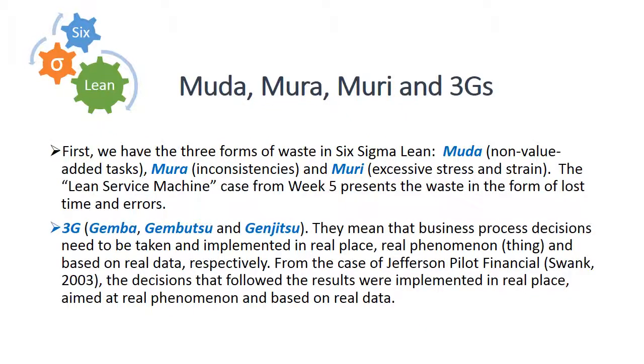First, we have three forms of waste in the Six Sigma Lean concept. These are MUDA, non-value-added tasks, MURA, referring to inconsistencies, and MURI, which means excessive strain and stress. By getting to understand MUDA, MURA, and MURI, a business is in a better position to eliminate them from their processes.